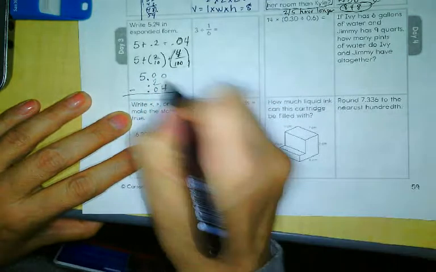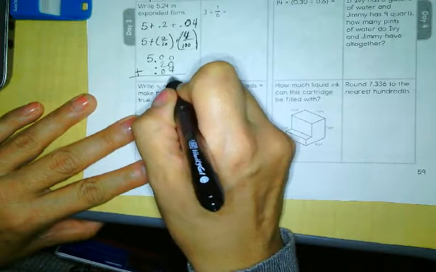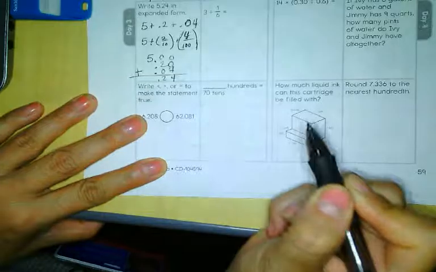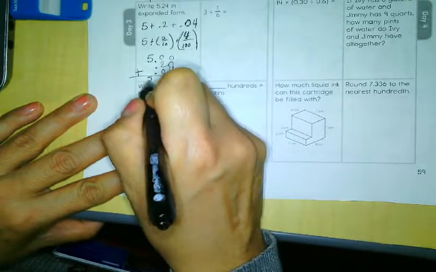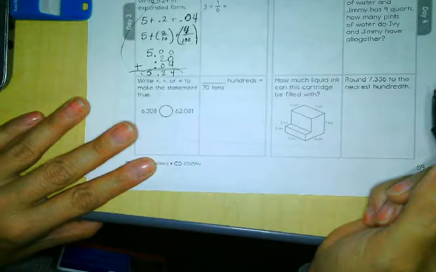We could just put zeros here as placeholders where the empty spots are, okay? And now we add up the hundredths. That's 4. Add up the tenths. That's 2. Put the decimal point there, and then bring down the 5. So this equals this, okay?